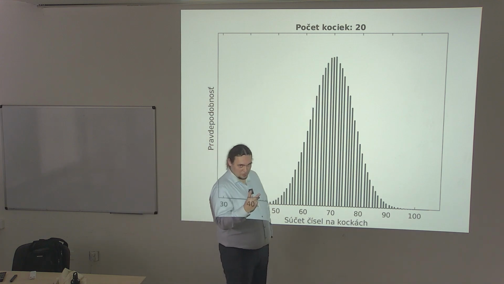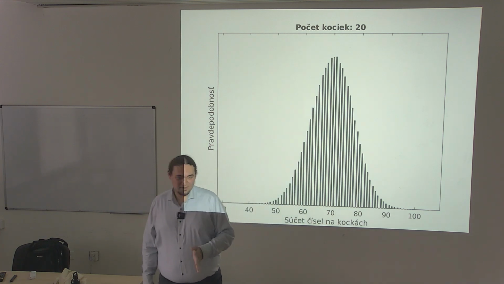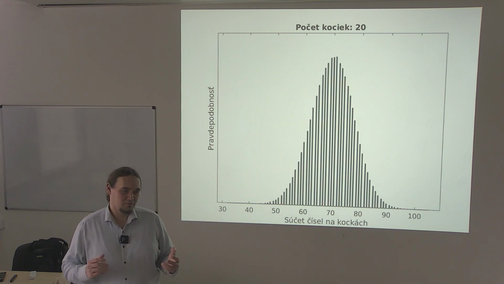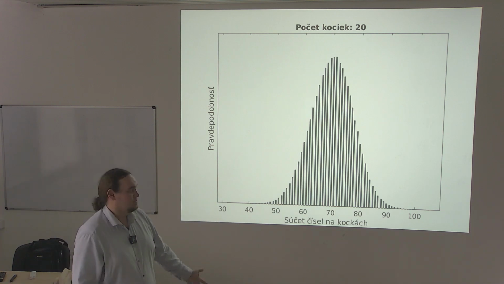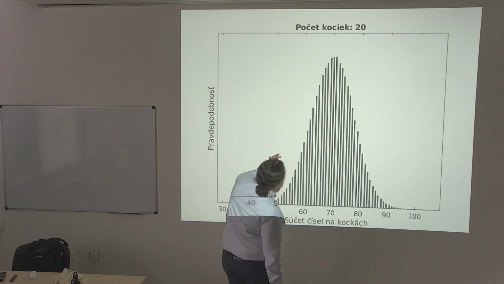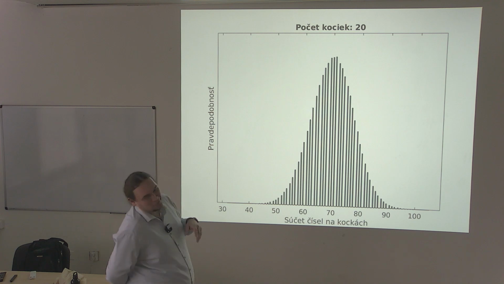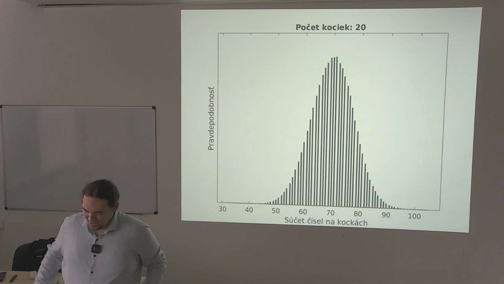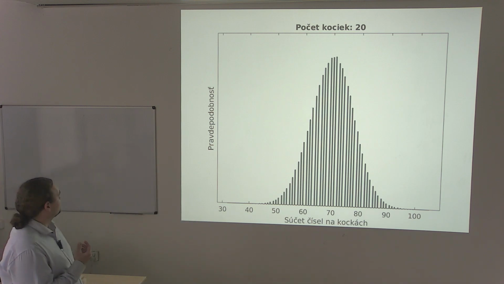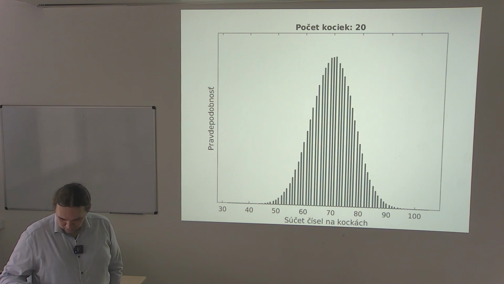Because when we were throwing 2 dice, we had number 7 as the most probable outcome. Now we have 10 times more dice, so we have number 70 as probably the highest peak here. Also, the visualization is maybe not perfect, or the number of attempts wasn't enough.